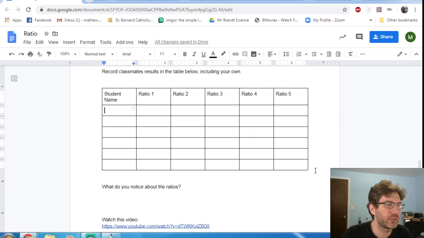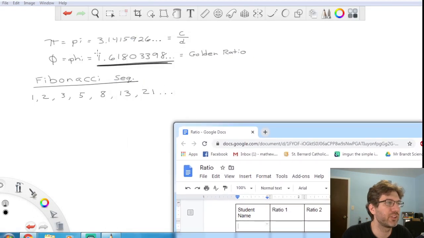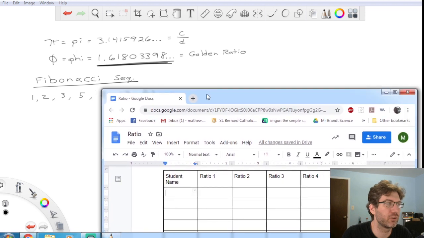But then you put all your numbers in there, and again, what you should notice about them is they are kind of averaging around this number here, so to speak. You should keep getting numbers that are close to this number. And this is your golden ratio, which is called phi, but it is an irrational number, so you're probably not going to get that exact answer, just because you're not going to be able to measure an irrational number with a ruler.